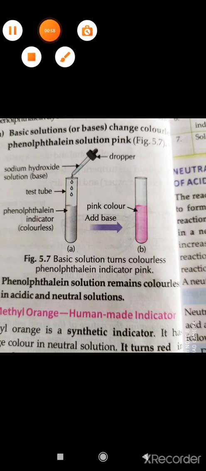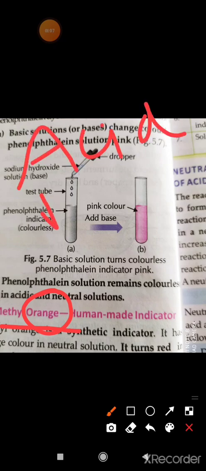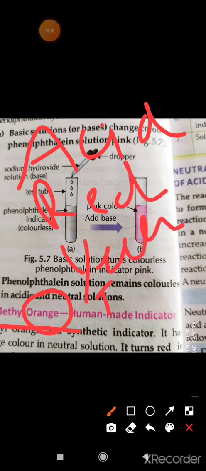And the second one is methyl orange. The color of methyl orange is orange, and it gives a red color in the acidic solution, and a yellow color in the basic solution. So there are two synthetic indicators, phenolphthalein and methyl orange.